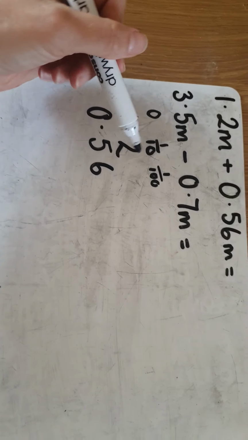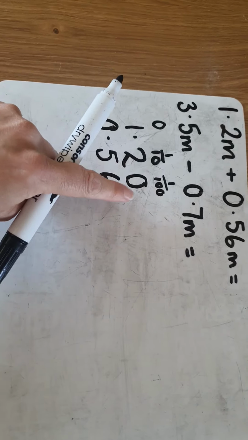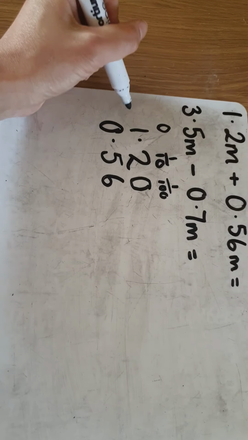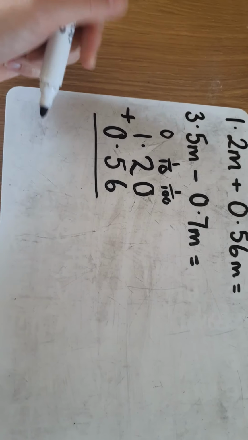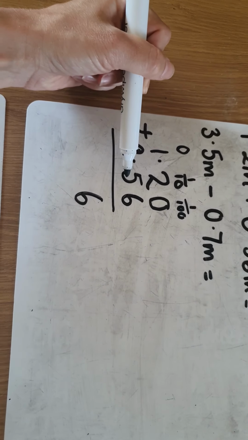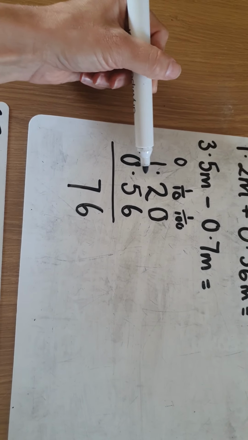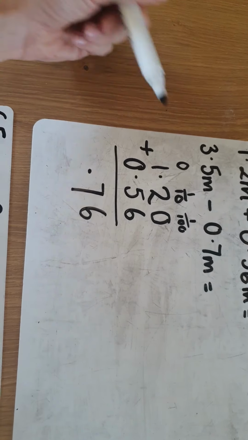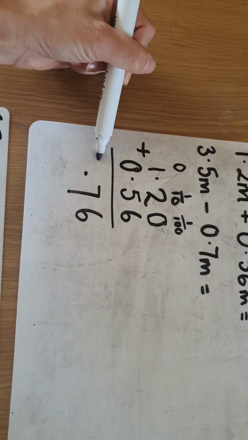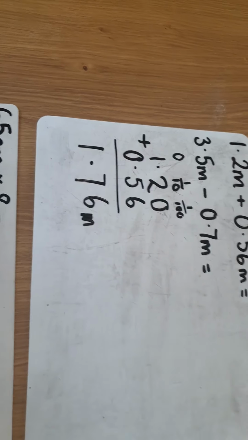Now, some children here might want to put in a 0 because 1.20 is the same as 1.2. You've got no hundredths either way. And then you can simply add it up. 0 add 6 is 6. 2 add 5 is 7. So 2 tenths add 5 tenths is 7 tenths. It's a decimal question, so we put in my decimal point. 1 meter add no meters is 1 meter. Therefore, my answer is 1.76 meters.